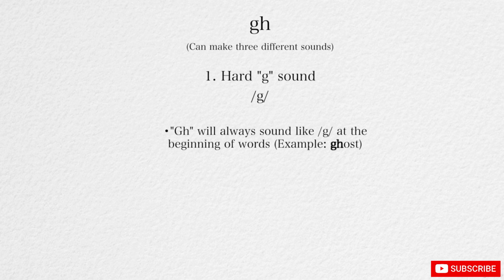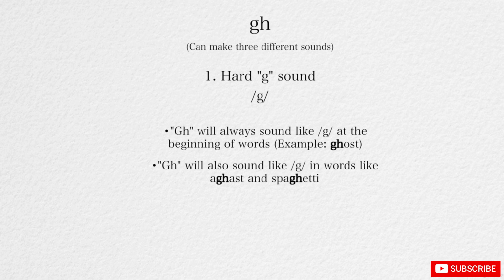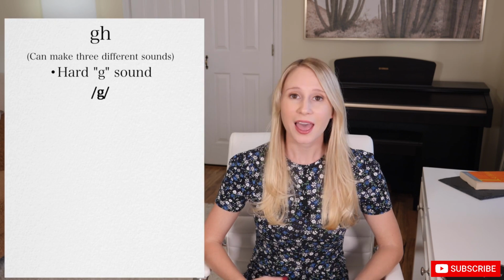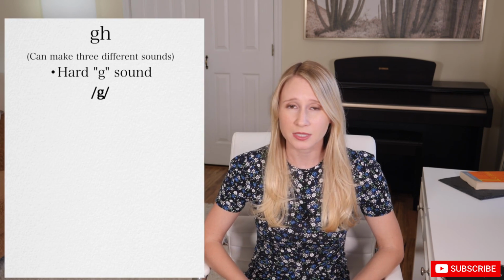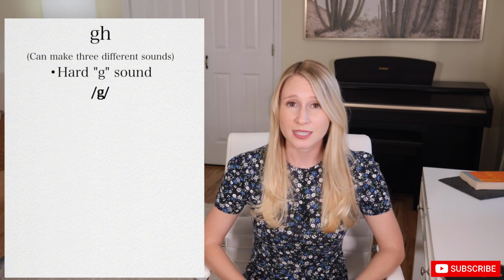GH will always sound like G at the beginning of words, such as ghost. There are a couple of words where GH is not found at the beginning of the word, but still sounds like G. For example, aghast and spaghetti. Because there are only a few words where the GH sounds like G, we're going to review those words first. I'll say the word a couple of times, and I'll also read a sentence using that word. Repeat the word and the sentence after me.